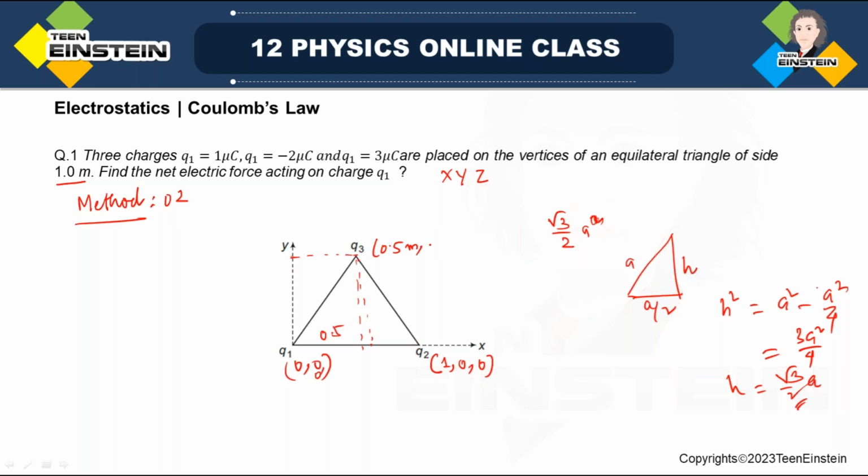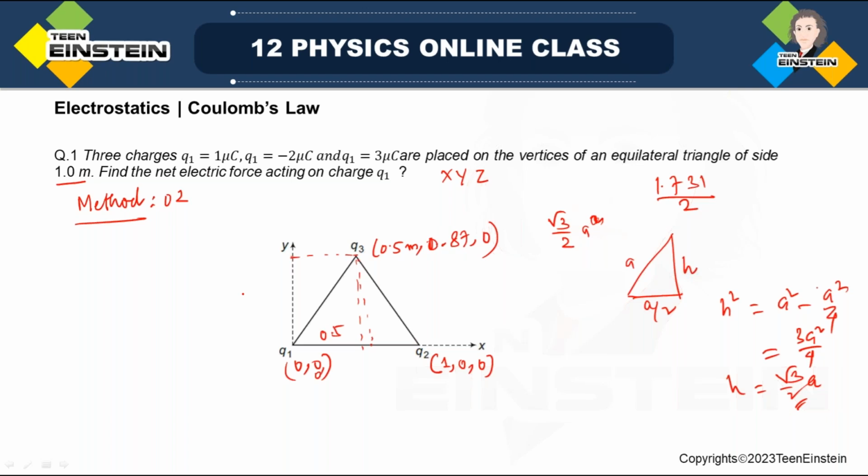Root 3 by 2 into a is approximately 0.87, because root 3 is 1.731 or 1.732, and divided by 2 it comes to around 0.87 meter. The z coordinate is 0 because it is in the xy plane.